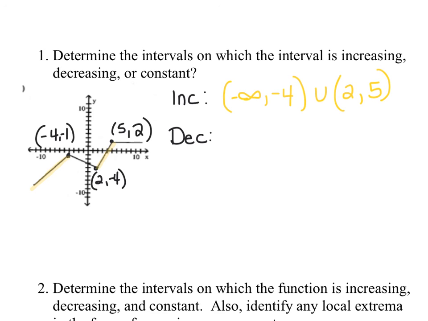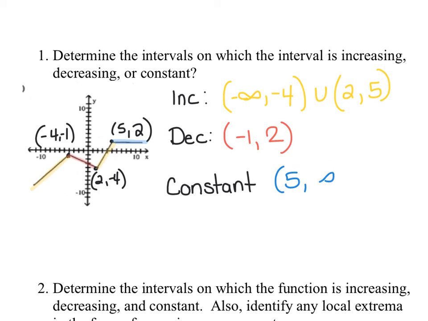Okay, so where's it decreasing? It seems to be decreasing on this interval I highlighted in red, which would be from -1 to 2. Again, notice I'm using parentheses because it's neither increasing nor decreasing at a particular point. And then where is it constant? It seems to be constant on this last portion of my graph, which would be on the x interval from 5 to infinity.